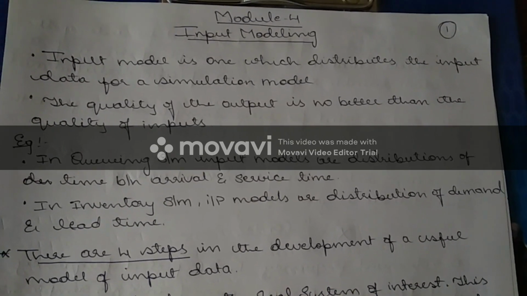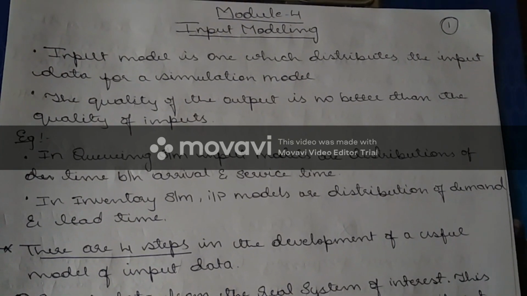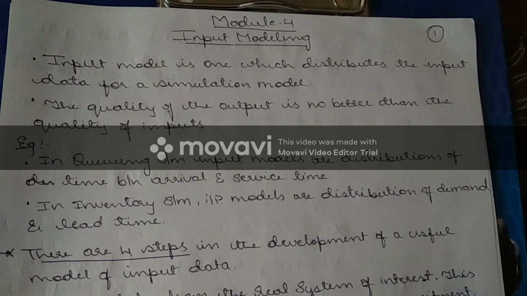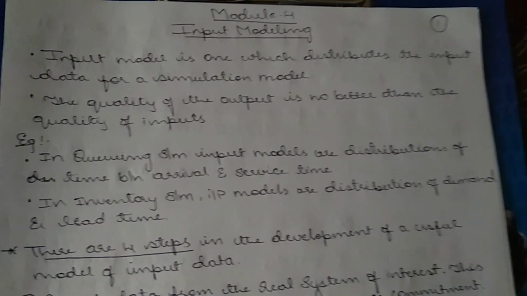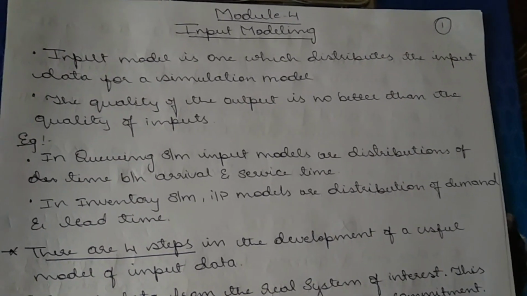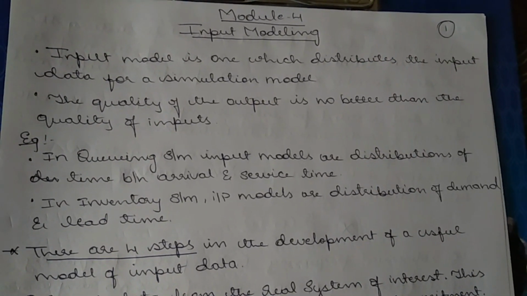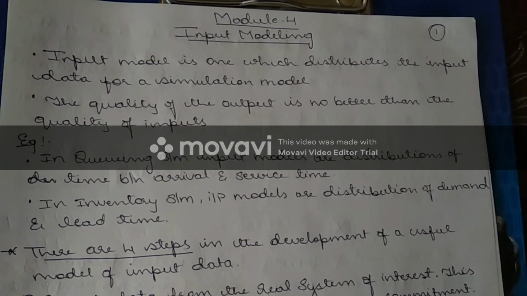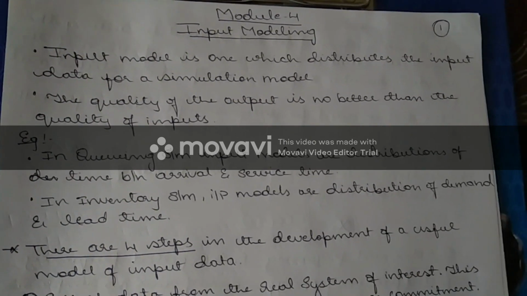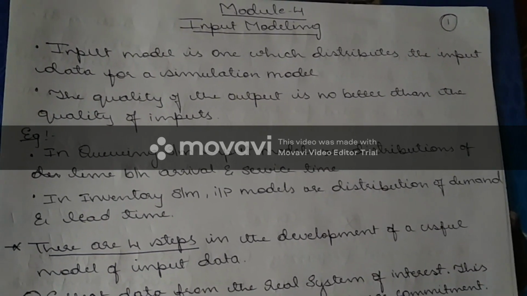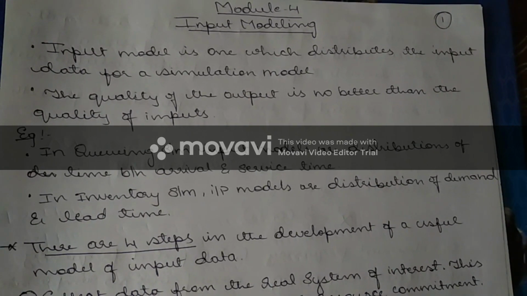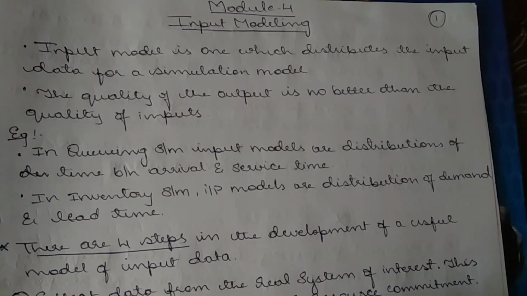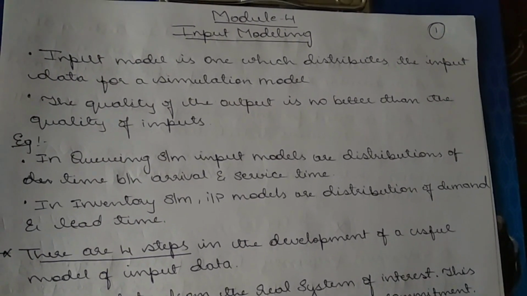Everyone, in today's video we are going to start with our module 4, that is input modeling. It is very important. So what do you mean by input modeling? First, an input model is one which distributes the input data for a simulation model. If you have to do any simulation model, then it needs an input, is it not? Without data it cannot do anything. The model which distributes the input is called your input model. The process is called input modeling.